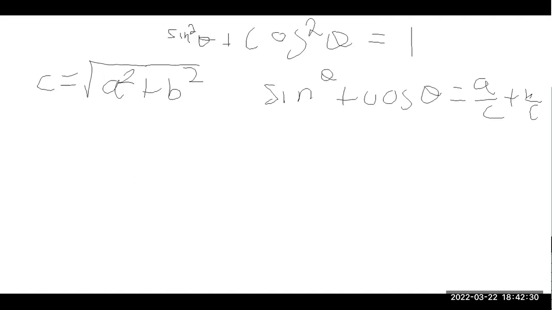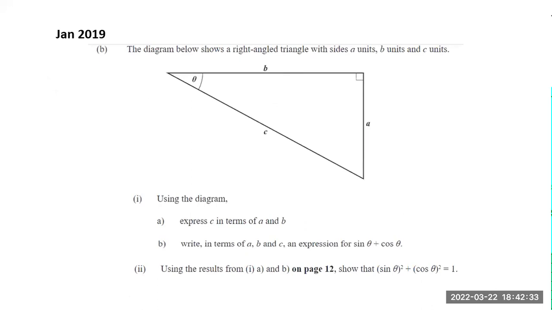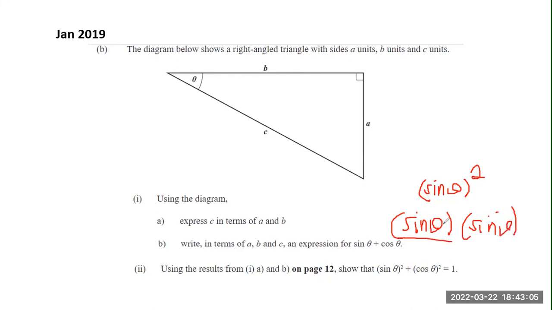So it looks complicated, but it's not as complicated as we think it is. We need to find sine squared plus cosine squared. Right now, you would see I wrote something like this. So what does that mean? Sine squared means exactly what you think it is. It's sine theta multiplied by sine of theta. That is how you would get sine squared theta. But remember, we have found what sine theta is, and we have found what cosine of theta is.